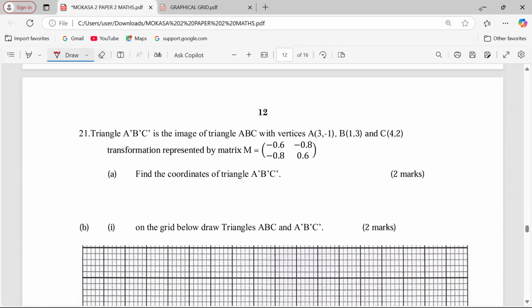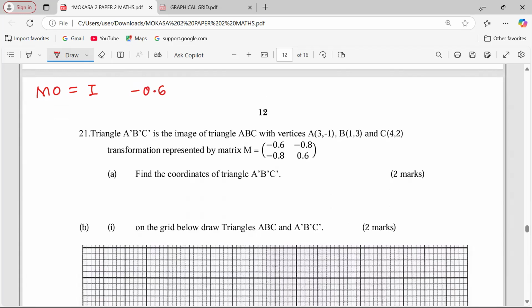We know that a matrix multiplied by the object should give us the image. Therefore, the matrix is -0.6. Remember, the matrix should pre-multiply. It should come first. That way, it is multiplied by the coordinates of A, B, and C converted to column vectors: 3, -1 for A, then 1, 3 for B, and 4, 2 for C, equals the image.